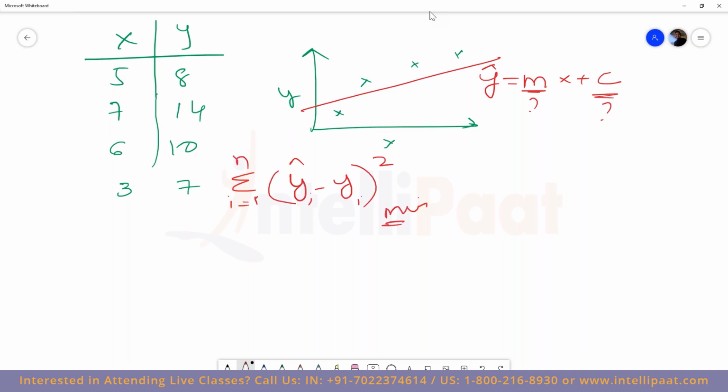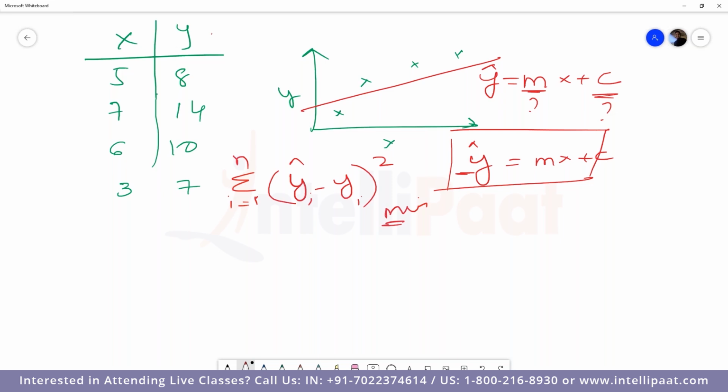Let's assume that my equation is y is equal to mx plus c. Or rather, your predicted value of y is equal to mx plus c. You don't know what this is, but for every data point you can simply compute y hat. If you draw this line, your predicted value is m into 5 plus c, similarly m into 7 plus c, m into 6 plus c, and m into 3 plus c.